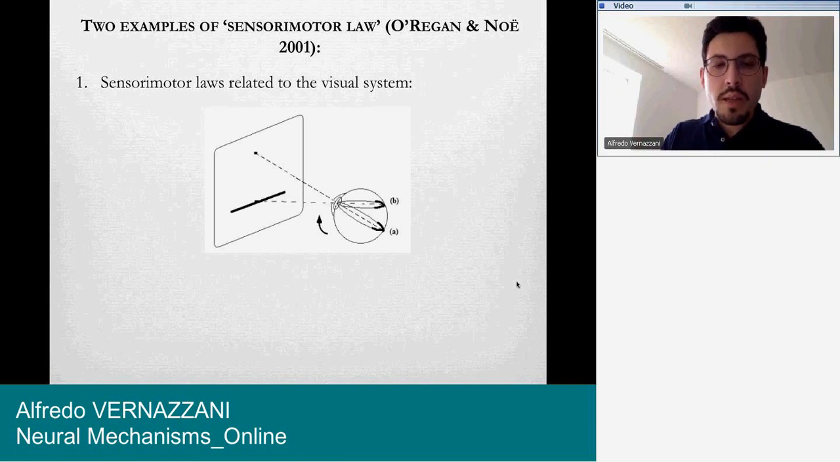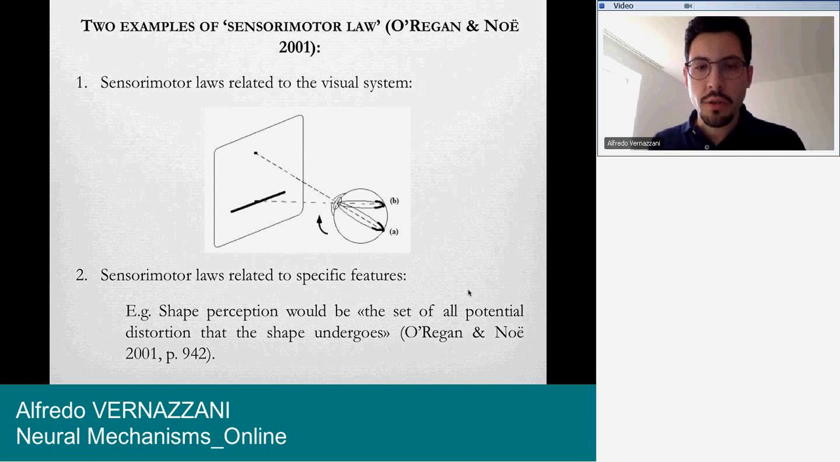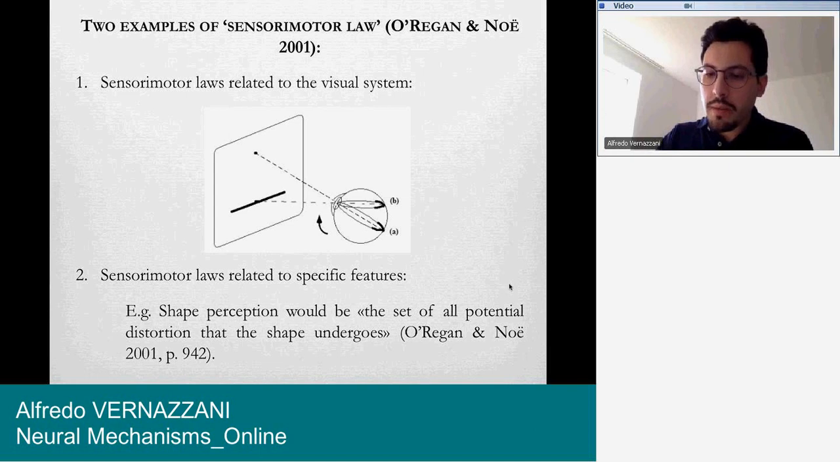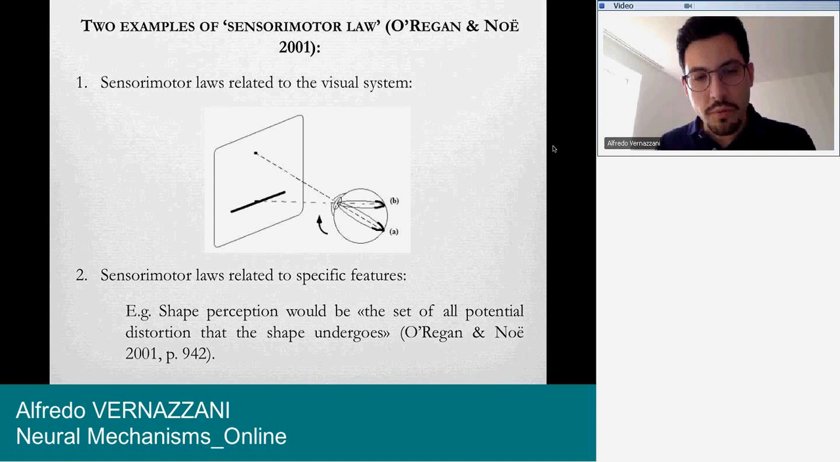in a lawful way. The second set are sensorimotor laws specific to the so-called features of vision, like shapes, colors, and so on. We can gloss over how many features there are in vision, and there is, of course, a great big debate about what basic features there are and what are complex features. But the point made, somewhat obscurely I think, by Alva Noë and Kevin O'Regan is that shape perception consists precisely in the set of all potential distortions that the shape undergoes. What happens is that by observing and sampling the environment, the brain, according to defenders of the Sensorimotor theory, would abstract a series of laws that actually constitute shape perception. That's somewhat unclear to me, at least, and I'm going to further elaborate on this suggestion.